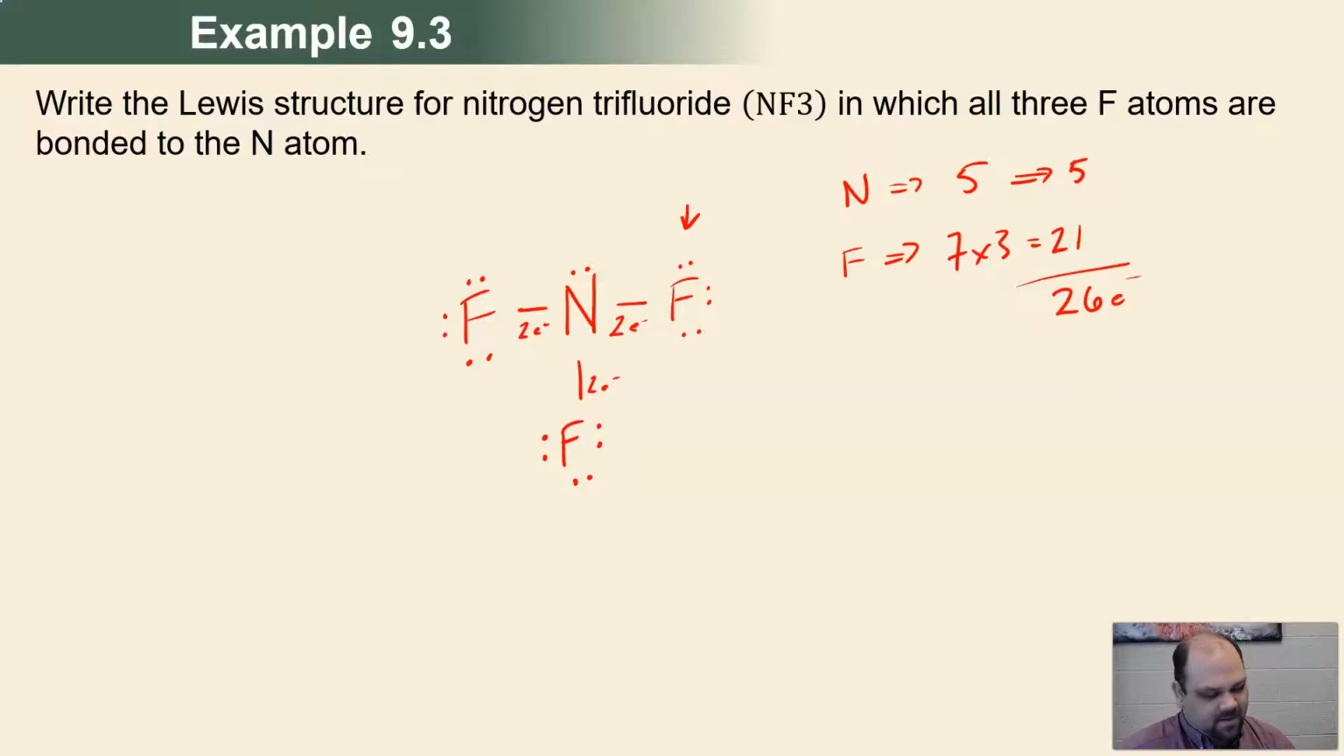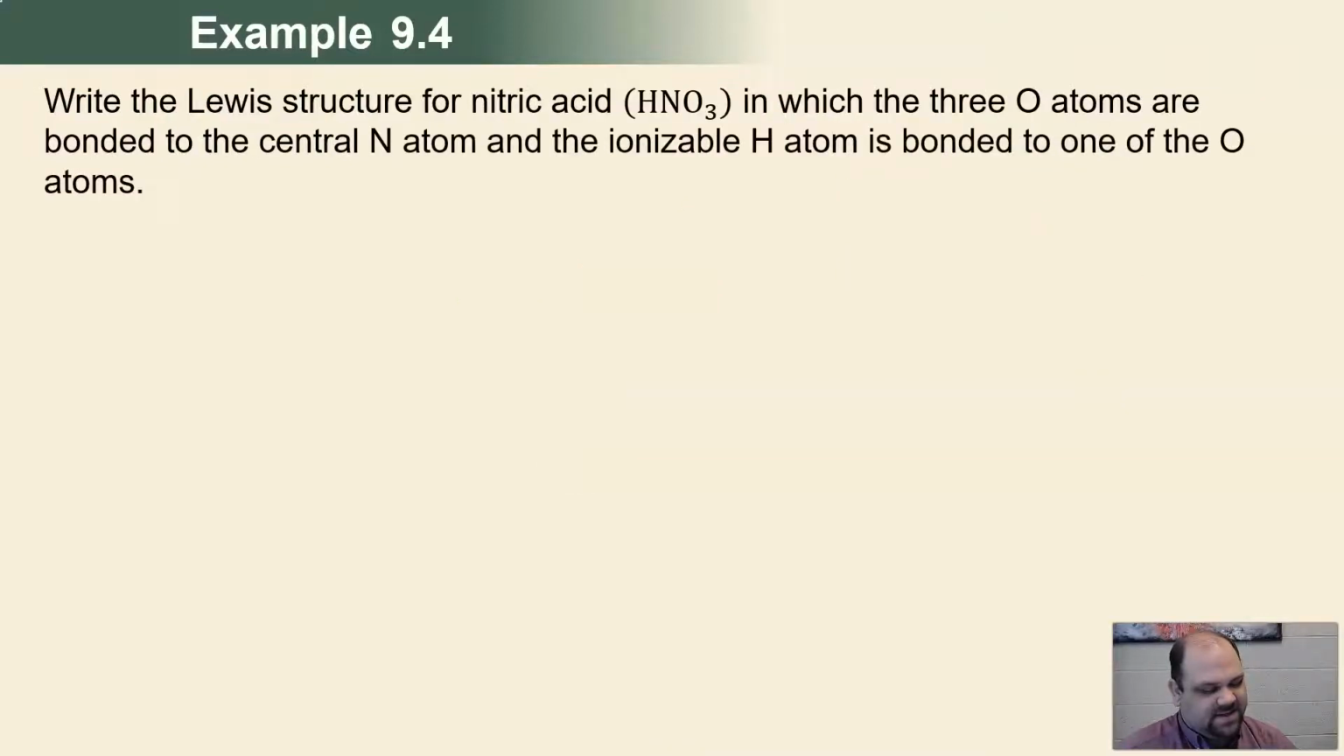Okay. Moving on, nitric acid, HNO3. Tells us that the 3 oxygen atoms are all bonded to 1 nitrogen atom, and that this hydrogen atom, the one that comes off for the acid, is bonded to 1 of the oxygen atoms. So, nitrogen in the middle again. We're going to put those 3 oxygens around the nitrogen, and it tells us that the hydrogen is on 1 of those. It doesn't tell us which one. It doesn't really matter which one. And so we're going to go ahead and pop him in there.